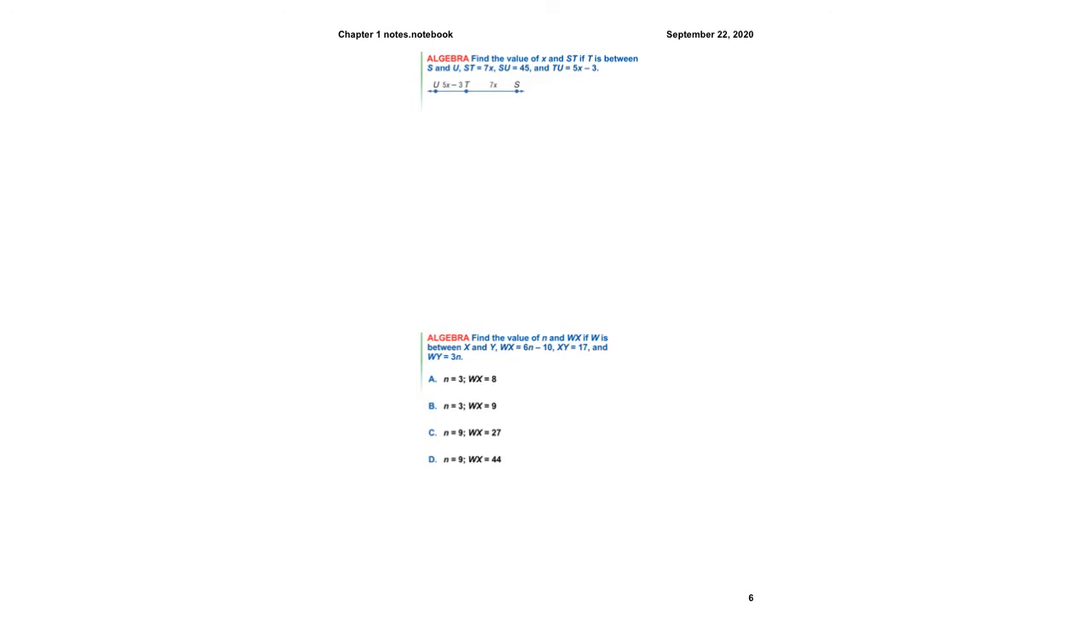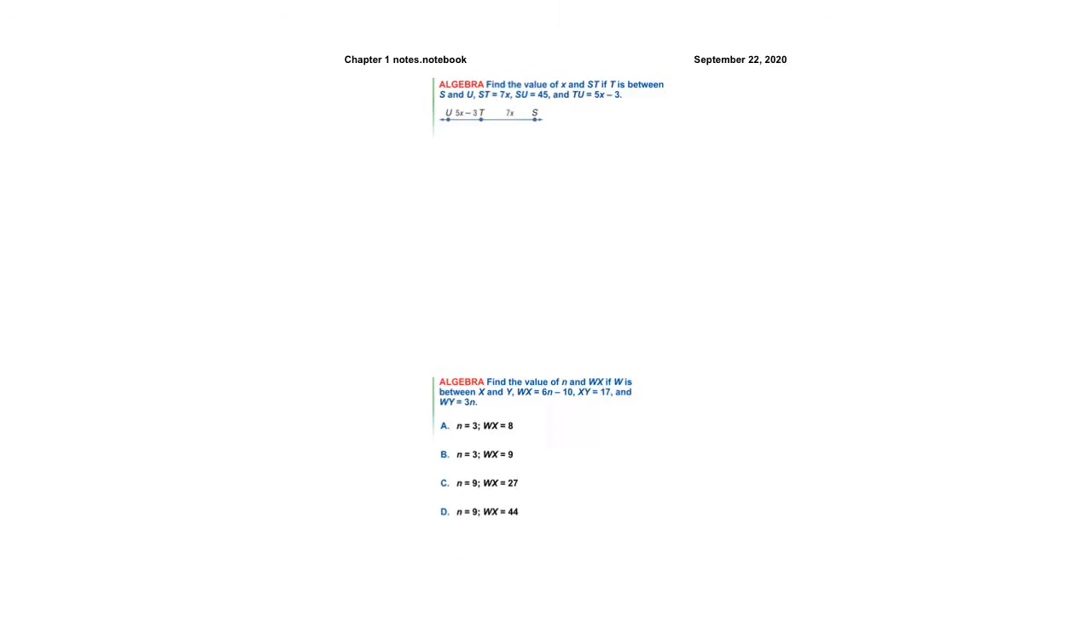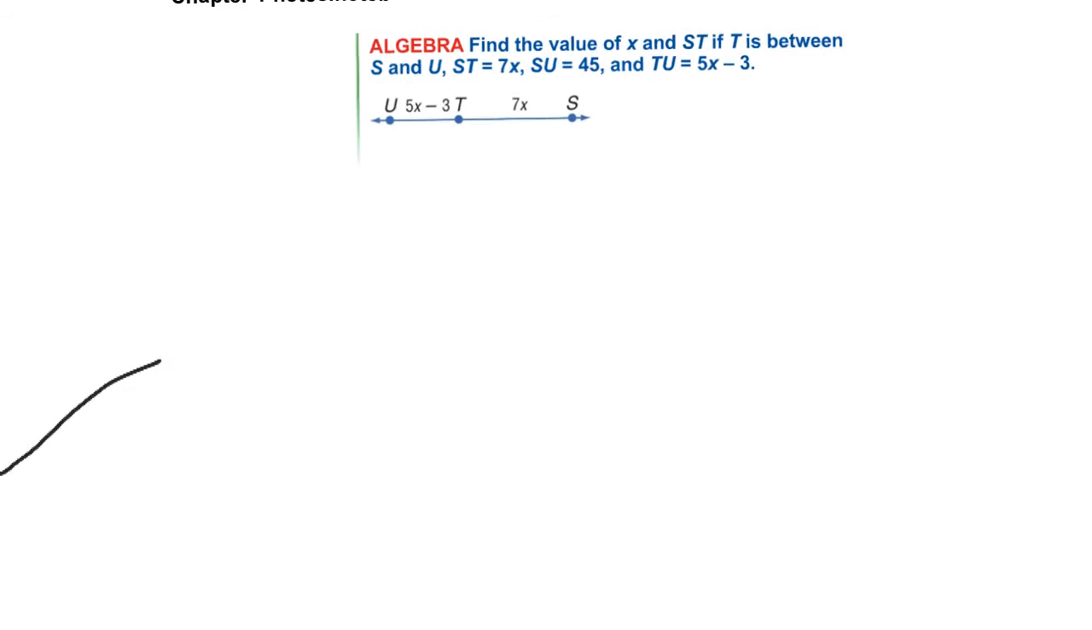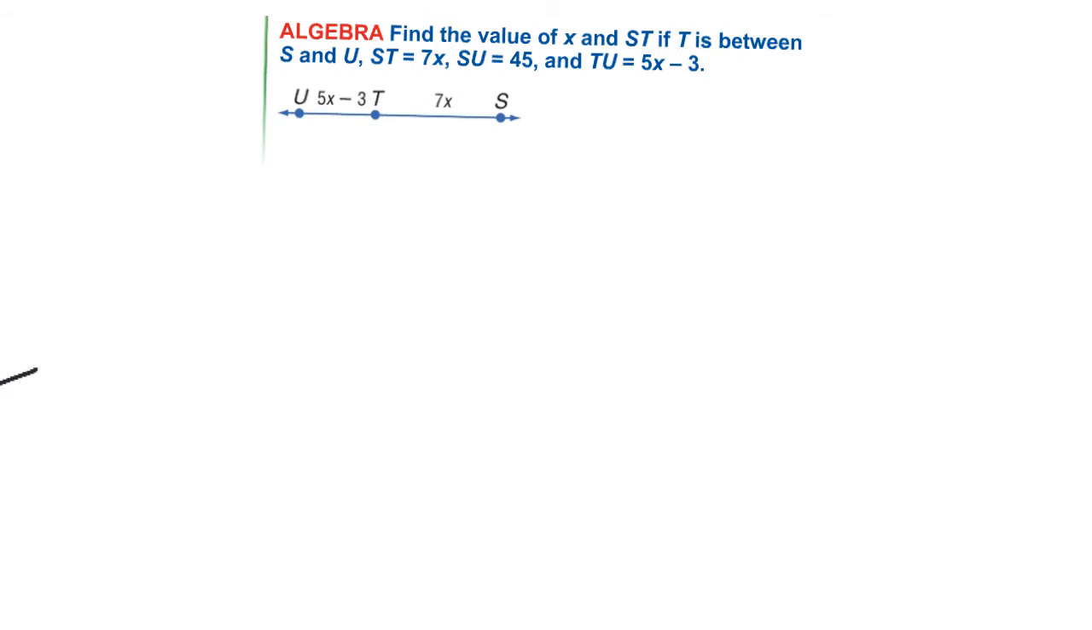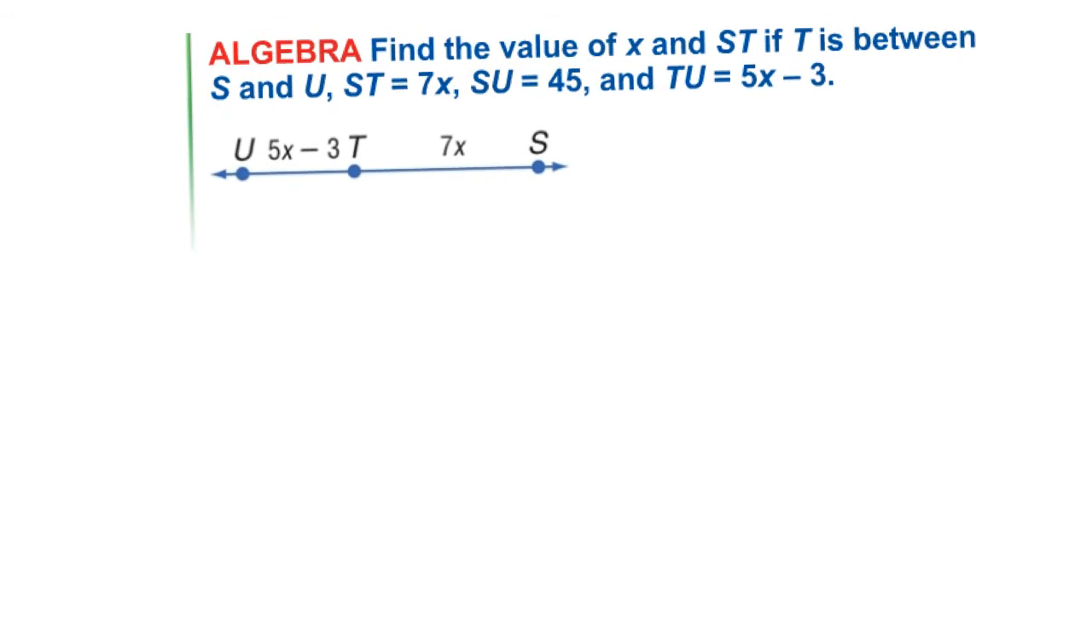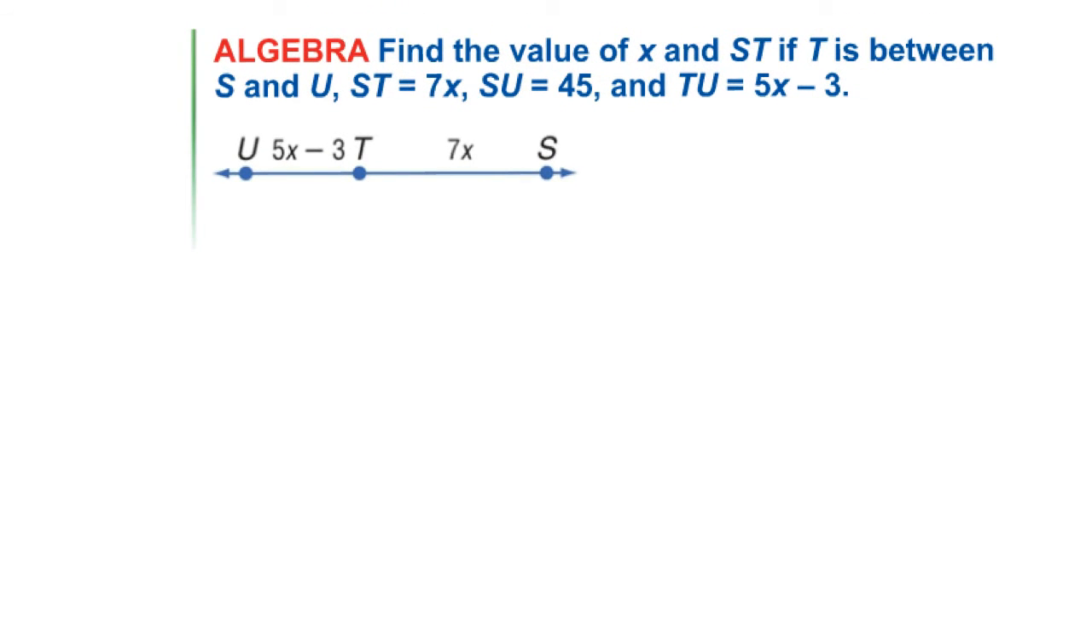Our next example is algebraic. Find the value of x and the length of segment ST if t is between s and u. ST is equal to 7x, SU is equal to 45, and the length of segment TU is equal to 5x minus 3. When we do this problem, it is very important to label the picture, otherwise it gets confusing. So the length of segment UT is 5x minus 3.